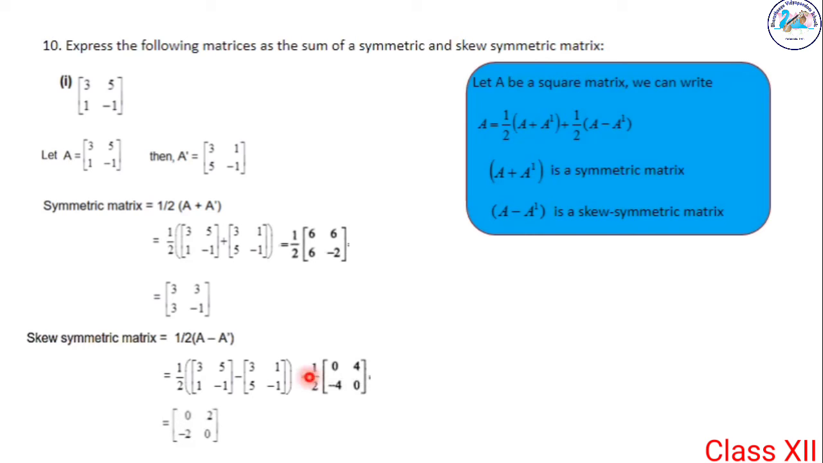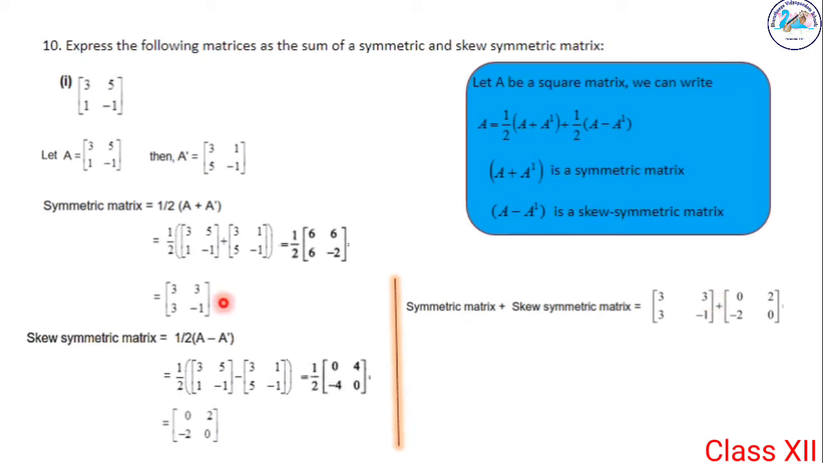Then take this 1 by 2 inside, that is 1 by 2 into 0, that is 0, 1 by 2 into 4 that is 2, 1 by 2 into minus 4 that is minus 2, 1 by 2 into 0 that is equal to 0. So just come to the conclusion that symmetric and skew symmetric, we have to verify it. We have a symmetric matrix here that we have to write, 3 minus 1, this matrix, that is a symmetric one. Skew symmetric is here, just substitute here.